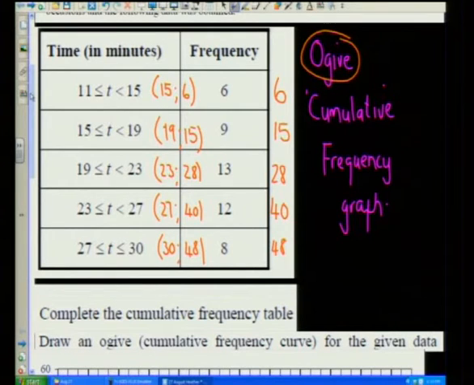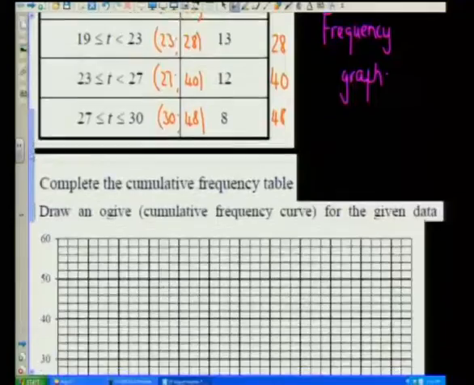So you always, guys, let's make it a little bit more clear. You use your end point, okay, together with your frequency. And you plot that onto a grid.